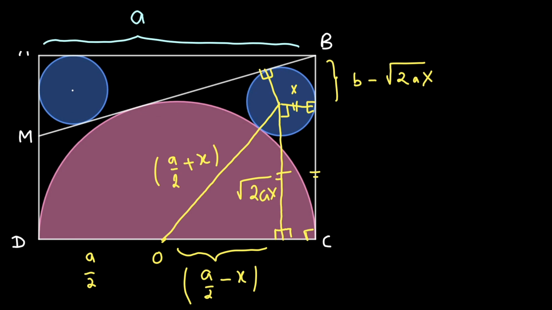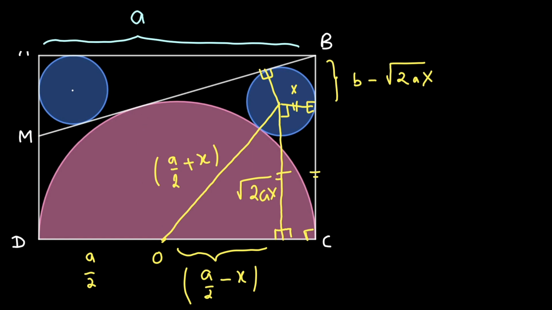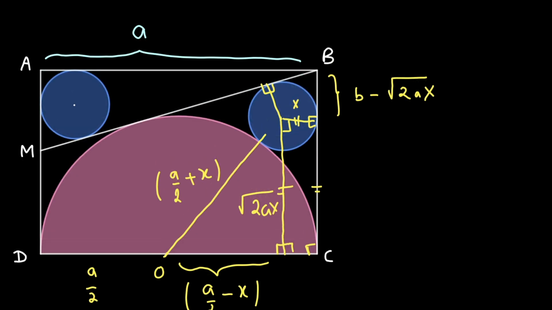We can see that the blue circle is tangent to both of these lines. The semicircle is also tangent to both of these lines, one over here and one over here directly. So we can see that all the conditions are fulfilled for the theorem that we just saw. So we can just draw a line segment from the point O to B, and this will pass through this tangent point and the center of this circle also.